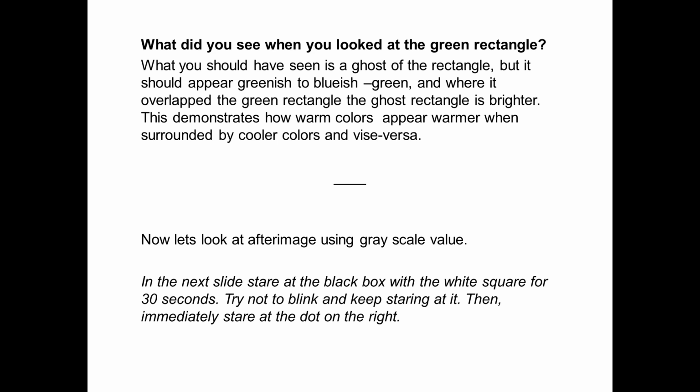So for the last after image, we're going to look at grayscale. Again, the same instructions as we've been doing all along. This time on the left-hand side, you'll see a black box that has a white box in the center. Stare at that, try not to blink, keep staring at it for 30 seconds. And then once your timer goes off, look at the dot and pay attention to what you see.